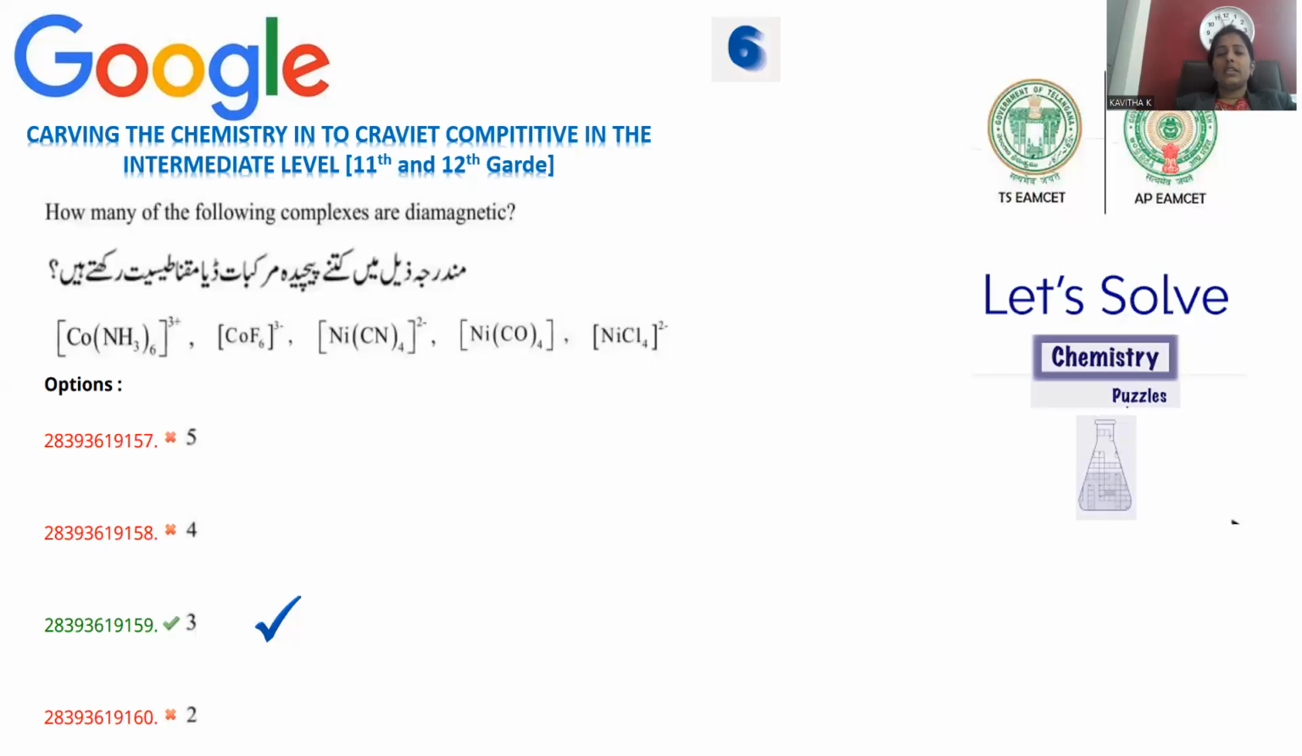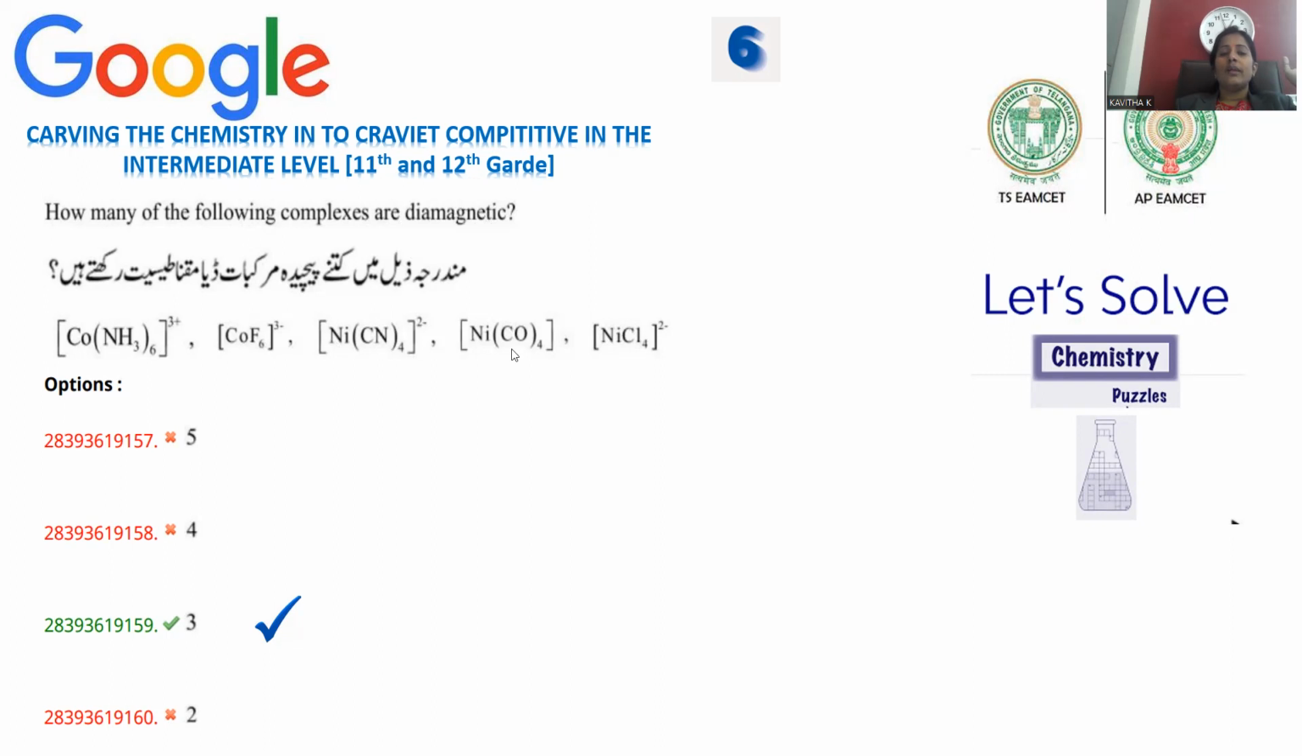Move on to question number 6, the last question of the session. How many of the following complexes are diamagnetic? Always, the property of diamagnetic, paramagnetic, ferromagnetic purely depends upon the nature of valency electrons. Either valency electrons are parallel or else valency electrons are paired. Singly occupied valency electrons cause paramagnetism. Paired valency electrons or zero valency electrons cause diamagnetism. We have to search for all the paired up electrons or else zero electrons in the valency shell, then we go for diamagnetic nature.